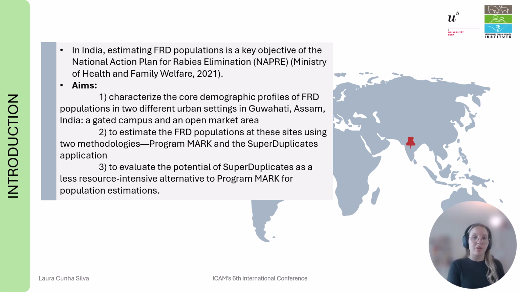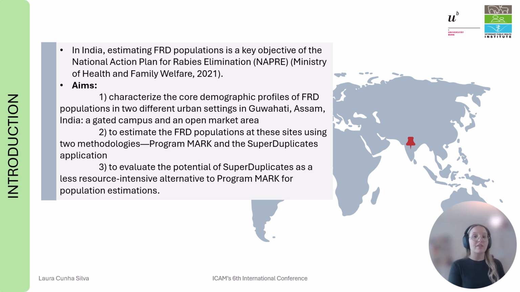There are various methods described in the literature for estimating the size of free-roaming dog populations. Photographic site-resite surveys, however, using maximum likelihood estimates, are recognized for estimation of free-roaming dog populations. Additionally, the online tool application SuperDuplicates has also previously demonstrated its ability to produce reliable estimates and only requires 2 surveys. So our study will focus on these 2 methodologies.